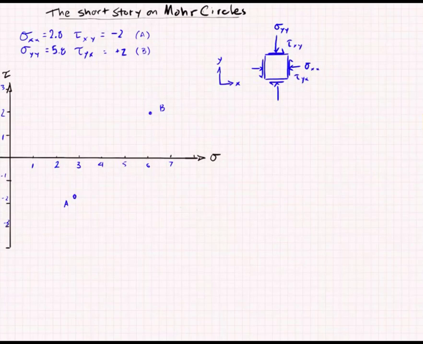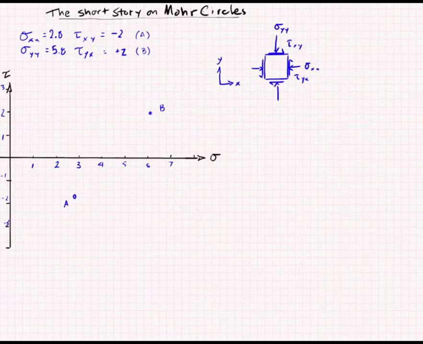Let's take those sigma tau pairs and plot them on the circle. You can see I've done that here. The first one, A, 2.8 and -2, plots down on the lower left, and B, 5.8 and +2, plots on the upper right. So those are the two orientations for which we know the state of stress from some other means. And what we want to use the Mohr circle for is to draw a circle which allows us to evaluate the stresses in any other orientation in the body at this point.